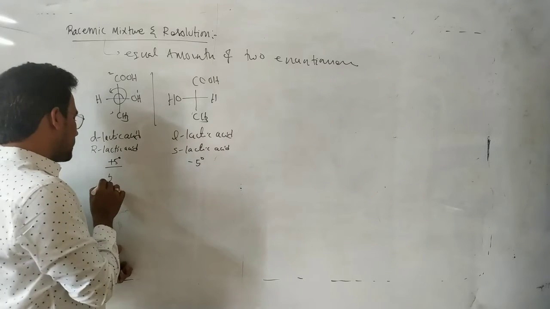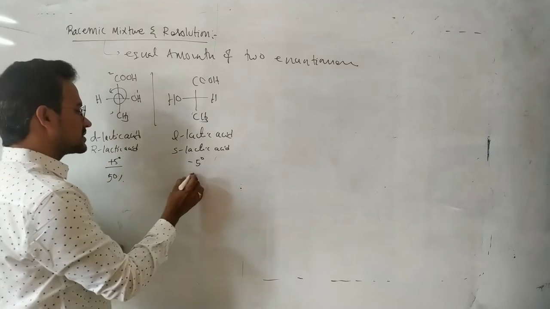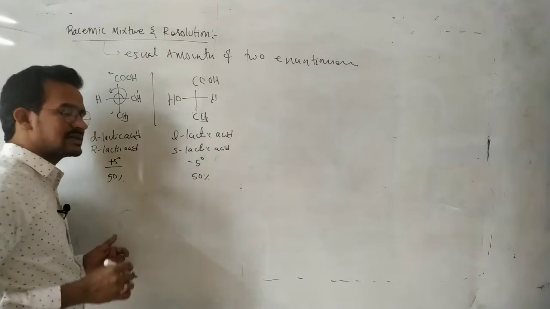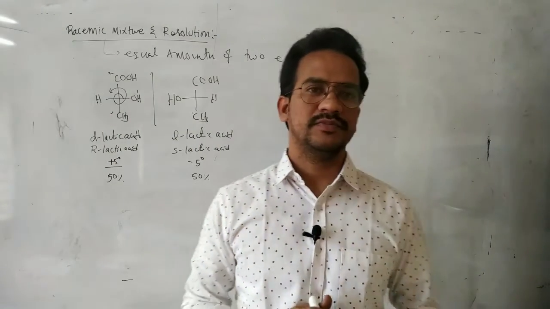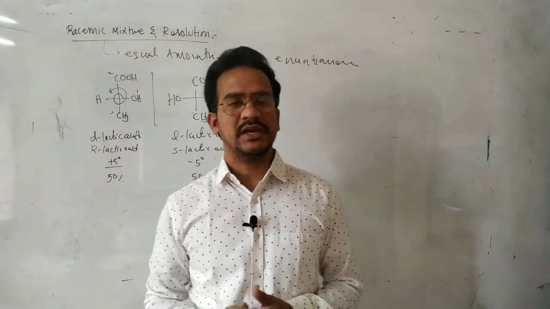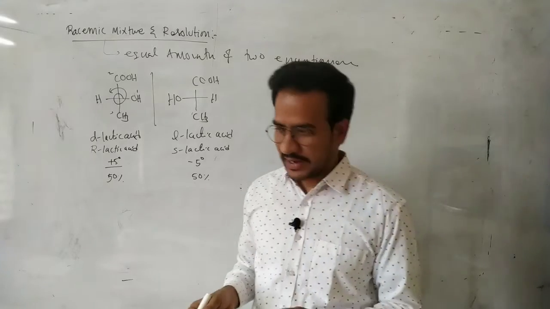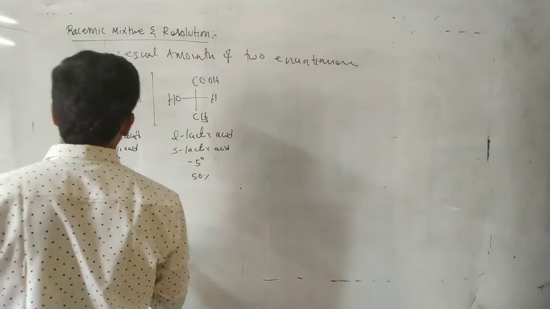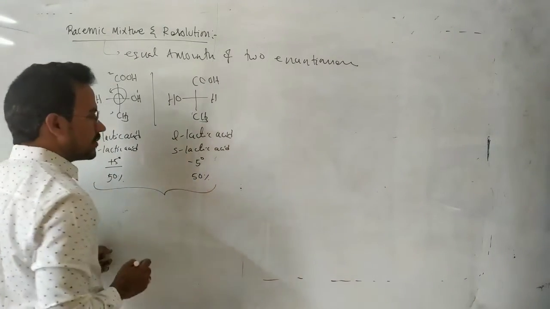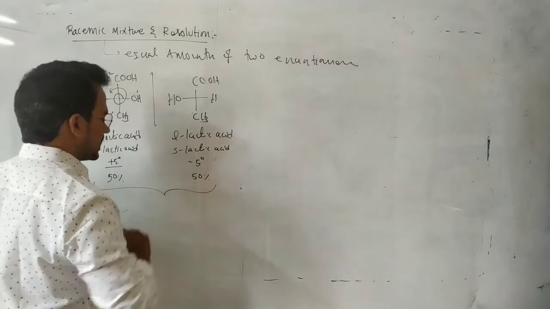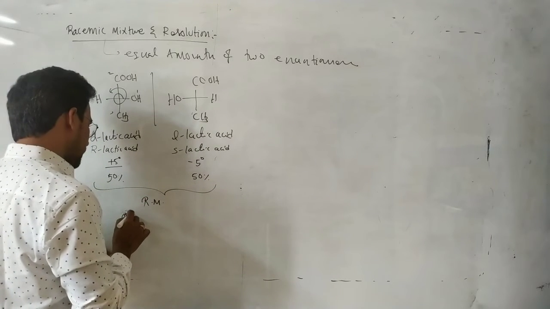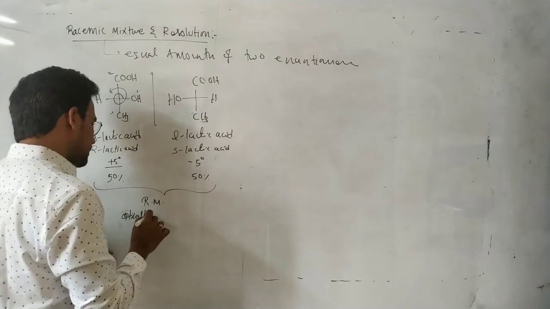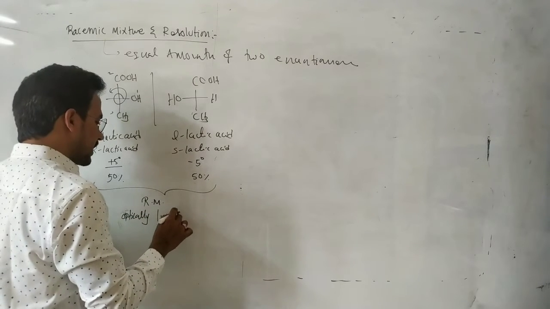Suppose the optical rotation of one is plus 5 degrees, and the other is minus 5 degrees. Here 50% of this R-lactic acid and 50% of S-lactic acid. These two are present in equal amounts. This mixture is a racemic mixture. Equal amounts of the two enantiomers is a racemic mixture. And this racemic mixture is optically inactive.